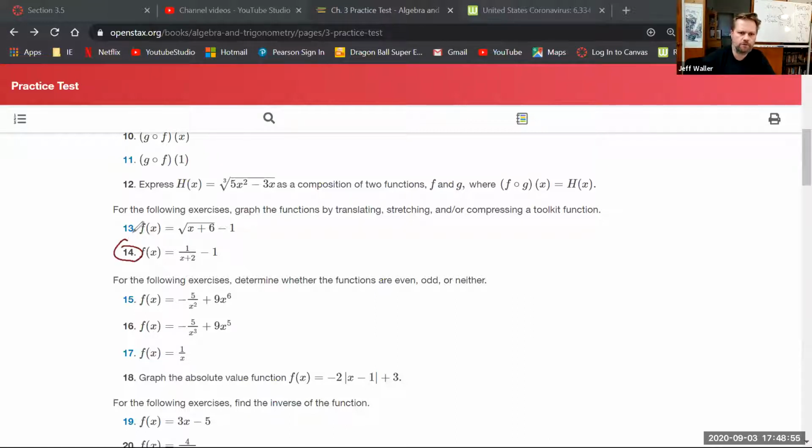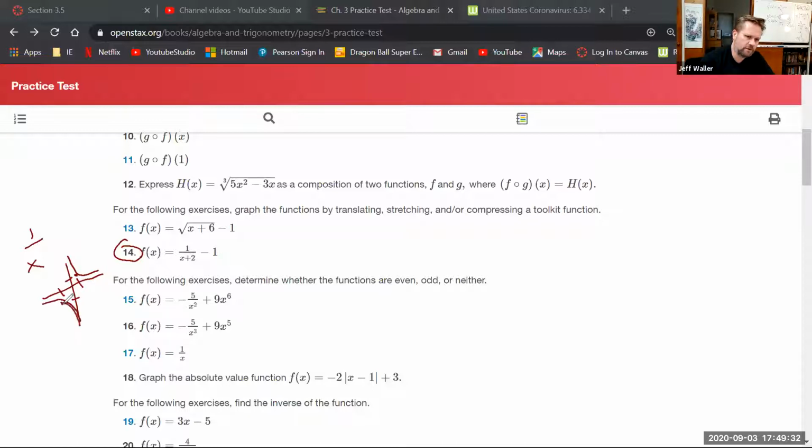Who knows what the base function is? 1 over x. Yeah, so we're working with 1 over x. Anybody know what that looks like? This is one of the functions you need to know the basic look of. No, okay. So this is the most basic hyperbola. It's going to go through 1, 1, right? 1 over 1 is 1. And it's going to go through -1, -1.